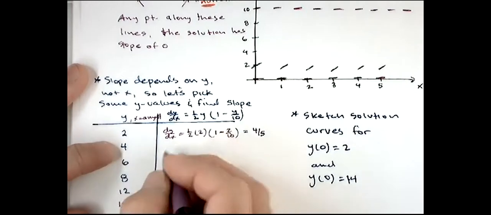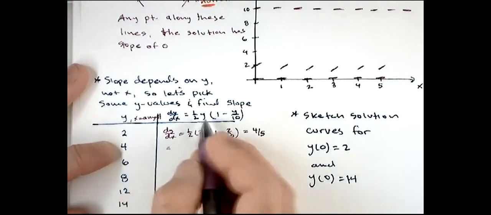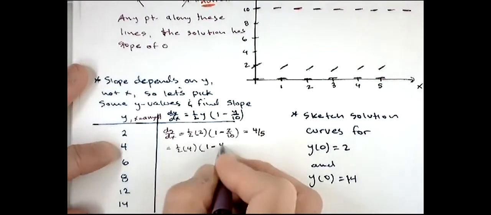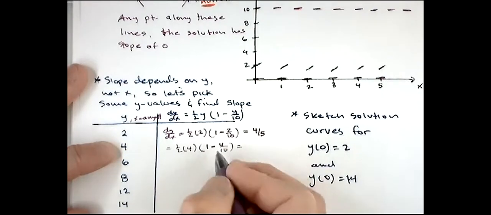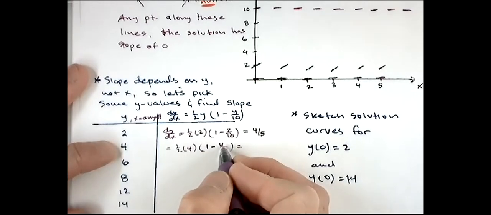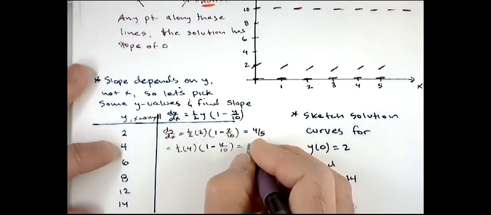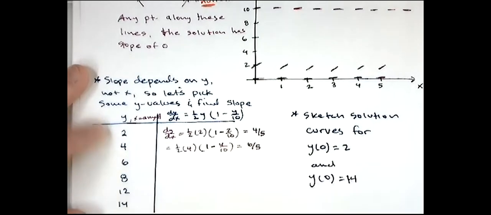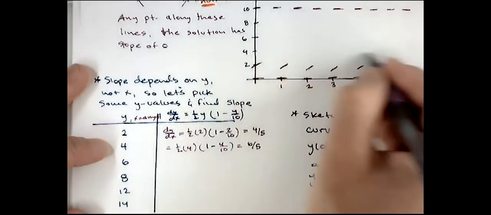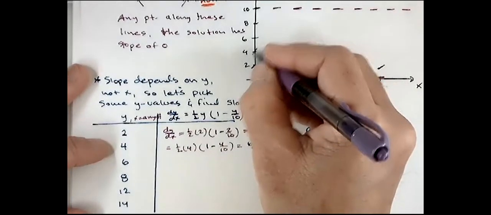If y is 4, dy/dx is going to be equal to 1/2 times 4 times 1 minus 4/10. Help me out with the math here. That's 2 times 6/10, which is 12/10, which I believe reduces to 6/5, which is a slope a little bit bigger than 1, so steeper than this one. So everywhere where y is 4, I can picture a slightly bigger, steeper slope here, right? Maybe something like this.